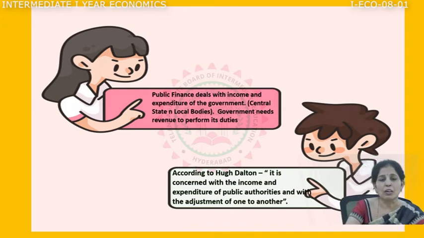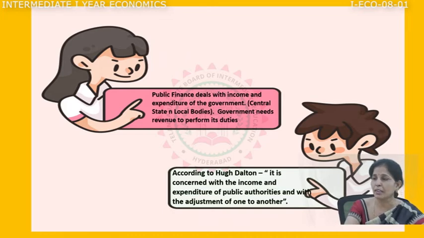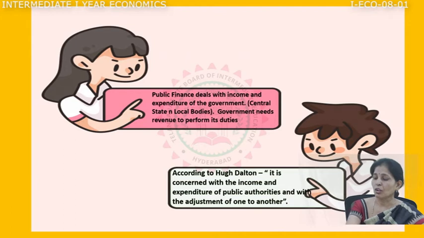Let us see one of the definitions given by an economist. According to Hugh Dalton, it is concerned with the income and expenditure of public authorities and with the adjustment of one to another. This is a definition which is given in quotes. We need to write it in the same manner. It talks about the income and expenditure.